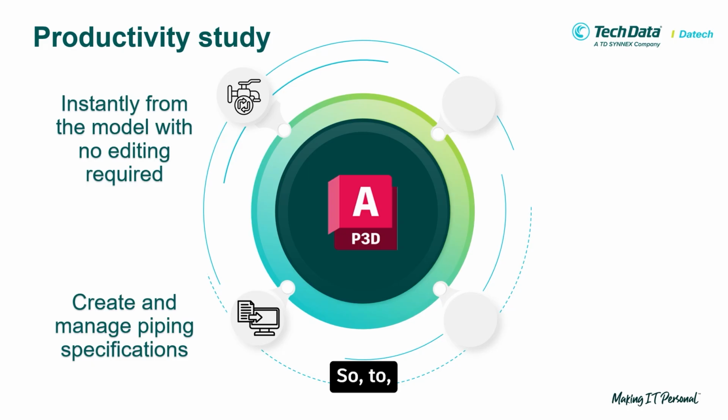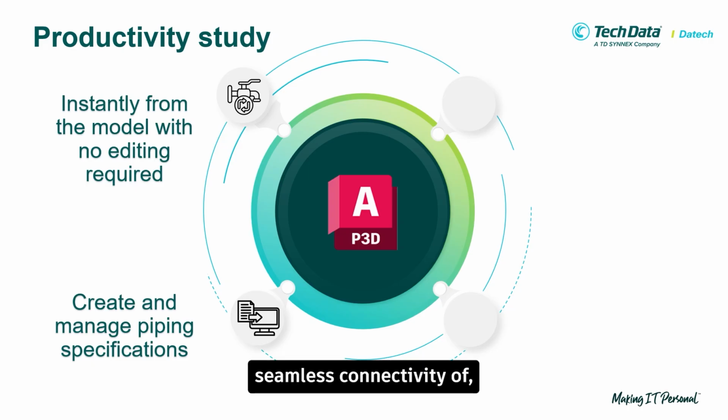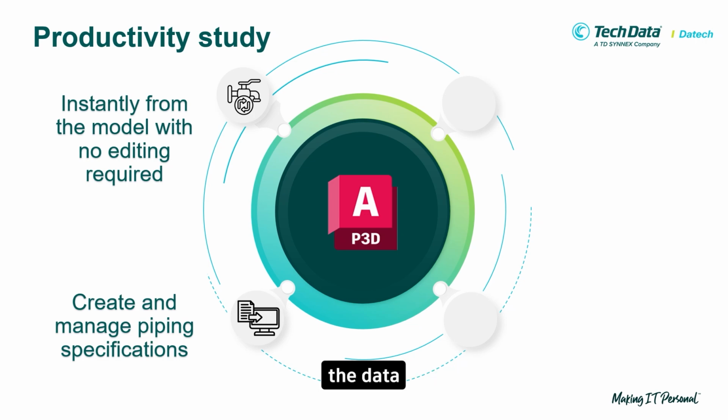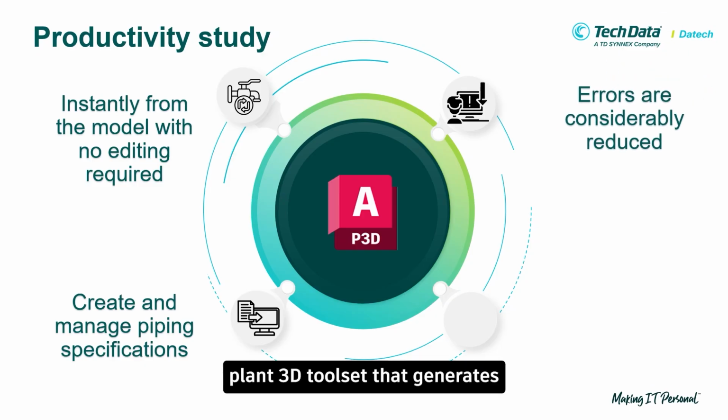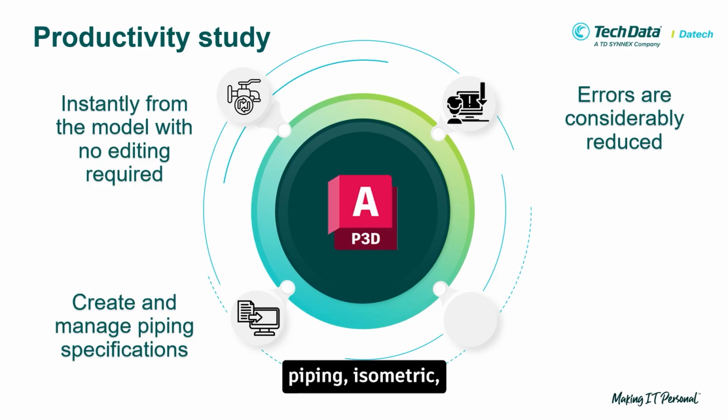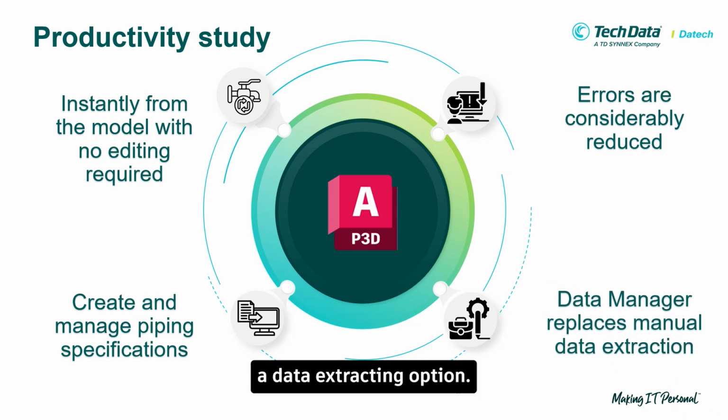So to make sure our designers are working with seamless connectivity of the data, we'll help you create all these by utilizing the AutoCAD Plant 3D toolset. Next, the process of reducing manual errors. Plant 3D toolset generates all the documentation, piping isometric and piping orthographic drawings, reports, etc. based on the plant models, so errors are considerably reduced here. All the documents are more consistent. That saves a lot of time that is spent by the designer on the simple point to point data extracting option.